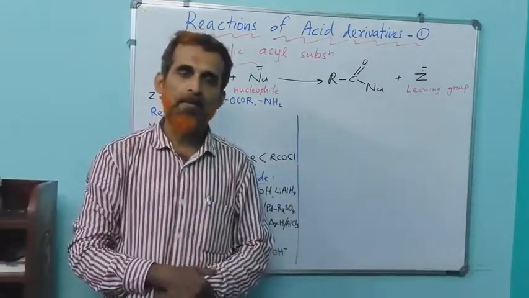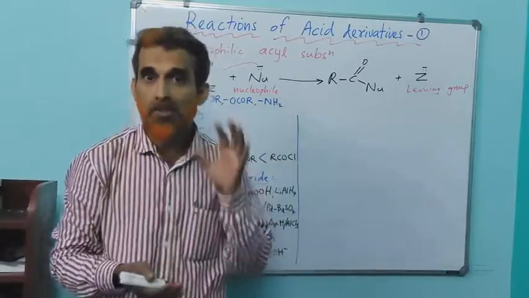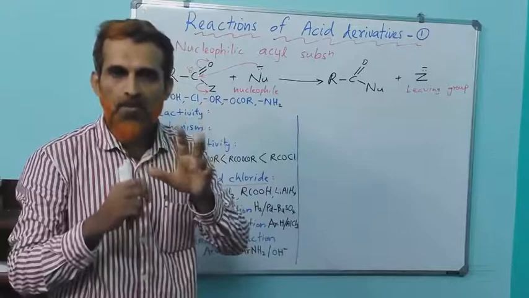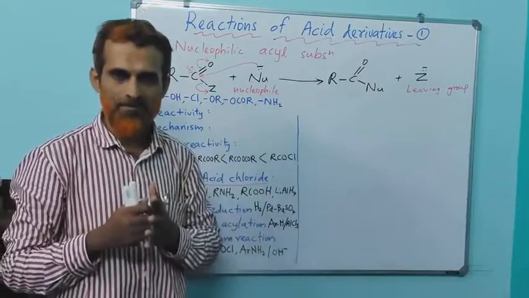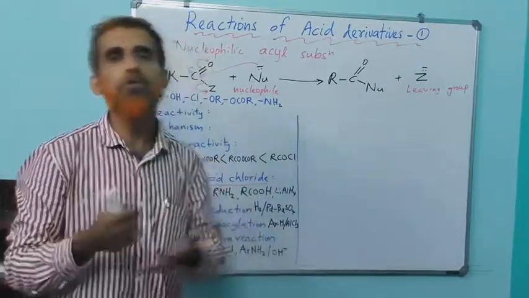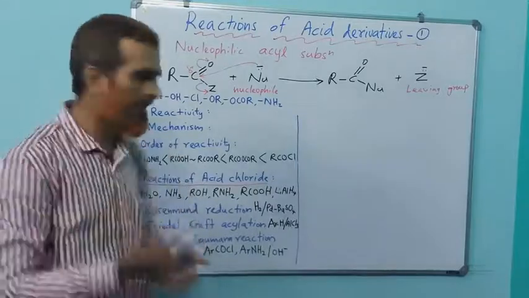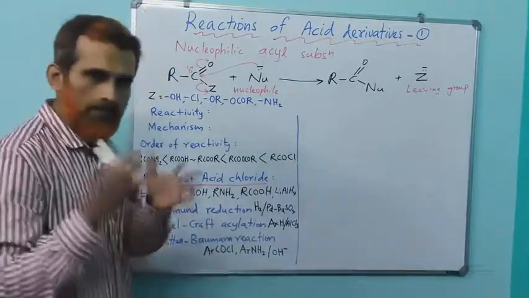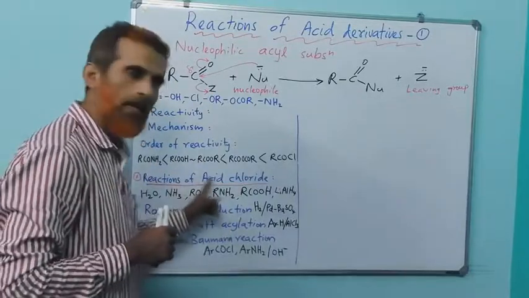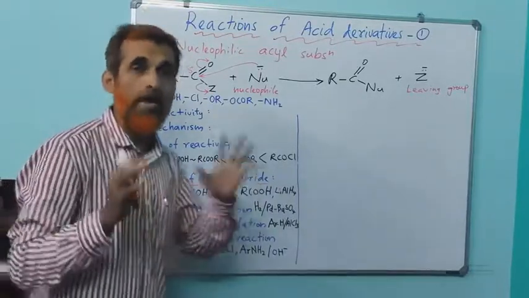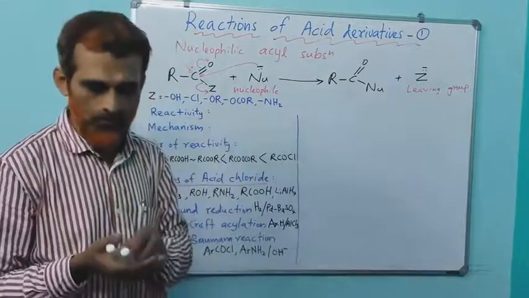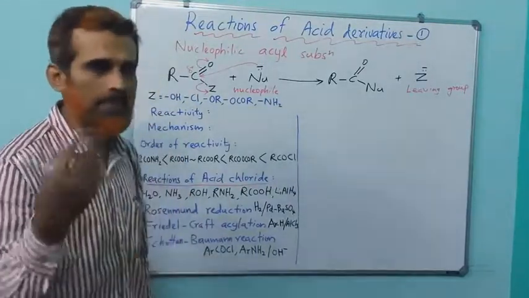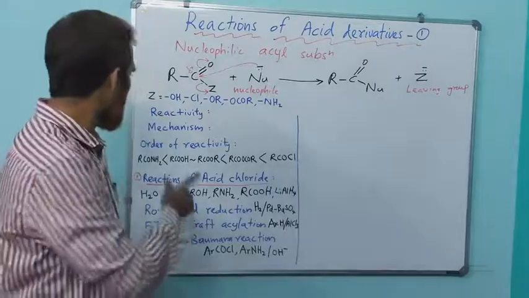Interestingly, much of the chemistry of acid derivatives is converting one into the other, one derivative into another or to the parent acid. You will see that while discussing the reactions. In this class we discuss mainly the reactions of acid chloride because it is the most reactive acid derivative, and the other derivatives will be discussed in the next video.